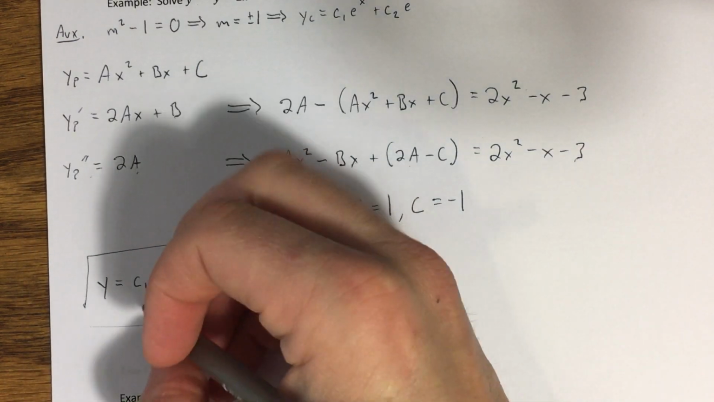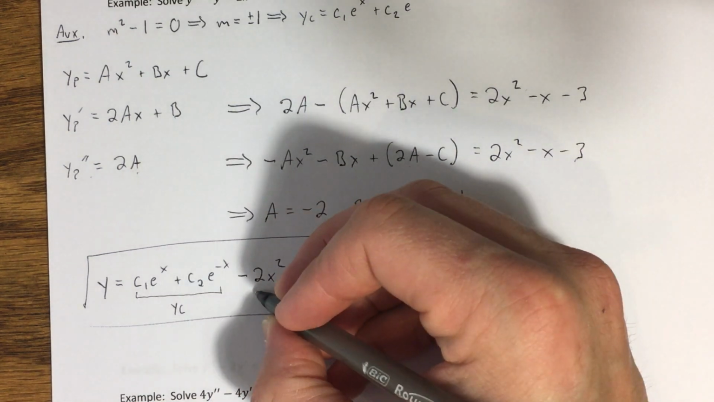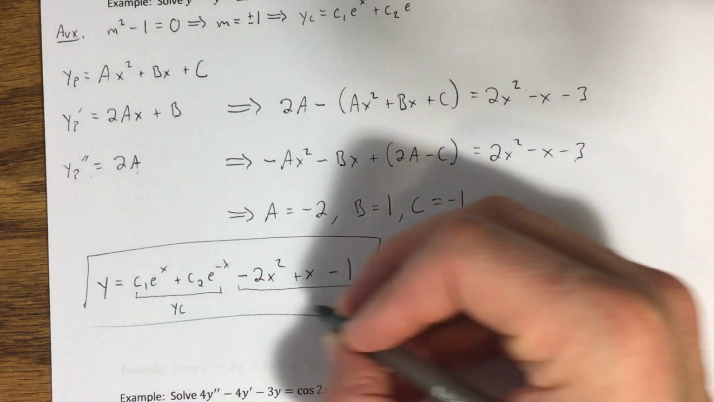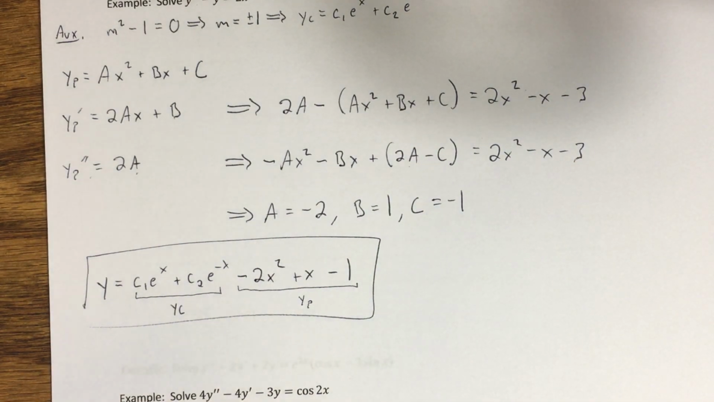Now, I'm not going to do this every time, but I am going to just kind of point out that that was my complementary solution. That was my particular solution. So you're seeing where each part of that comes from. Okay? This is definitely the simplest example that we're going to do.